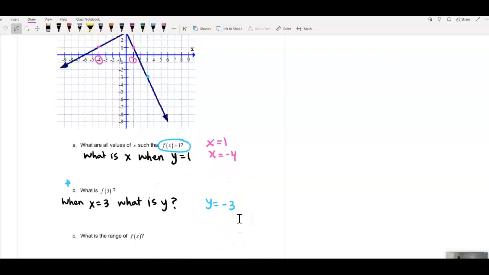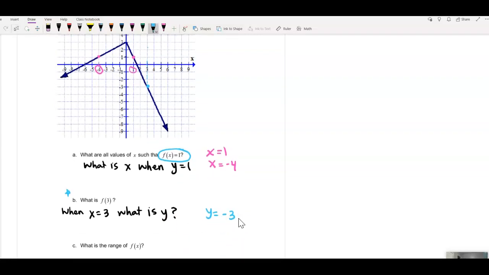Okay. And then the range, right? So remember, the domain is from left to right. The range is from bottom to top. What would the range of this be? Negative infinity to positive 3. Does it include positive 3 or not? It does include positive 3. So that means we need to have a little bracket there, right? Okay, good job.